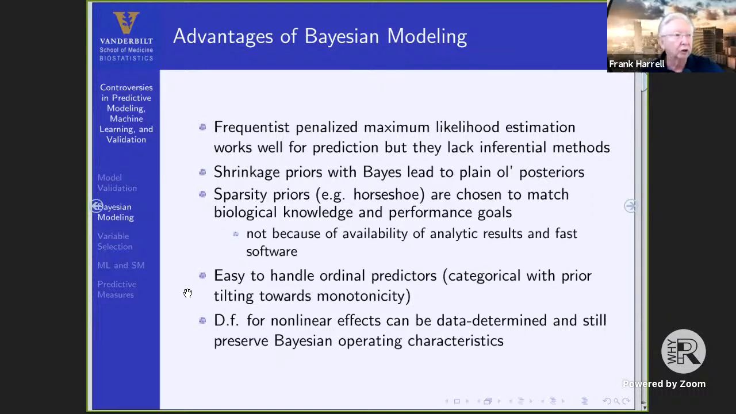Now, can you handle ordinal predictors? This is a key challenge with traditional statistical models. These are categorical predictors where you want to assume monotonicity. And it's actually very hard to do that in the frequentist traditional modeling setting and very easy to do in the Bayesian setting. And then in the Bayesian setting, your degrees of freedom for nonlinear effects can be data determined and still preserve the Bayesian operating characteristics. Whereas in the frequentist world, we have trouble when we don't set the number of parameters as a constant in the model.